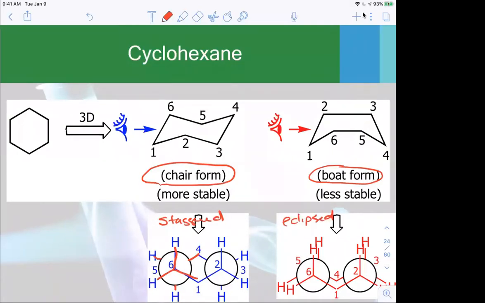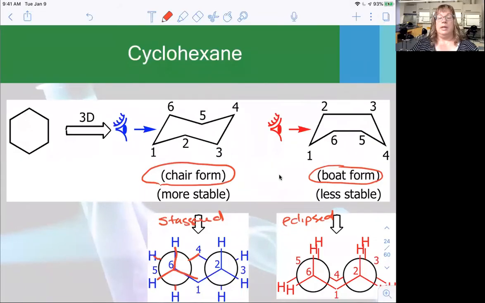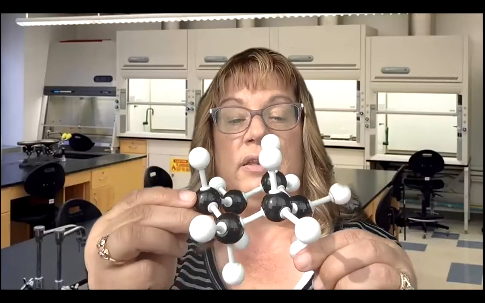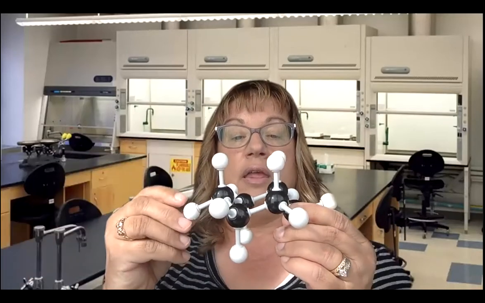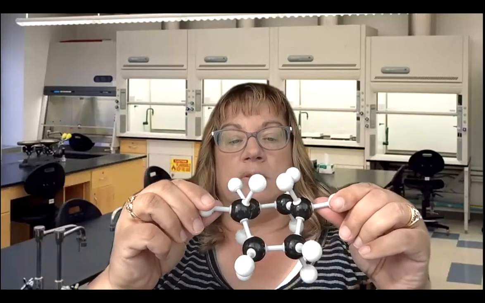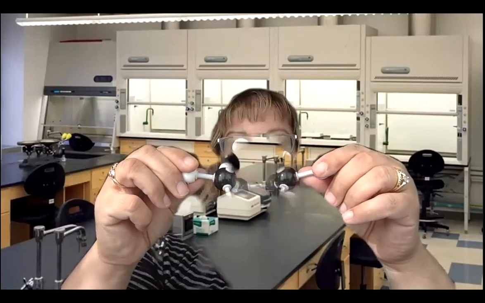And it's important enough where I am going to actually use my model on the screen. This is cyclohexane. And if I look at cyclohexane, this is my chair. And this would be my boat. You see how that sort of makes a boat?